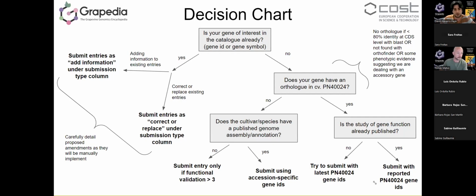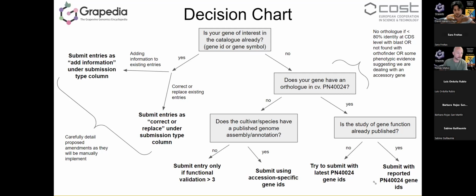Maybe less frequent, but also important, are those cases where the gene is already in the catalog, but you want to add information, or even correct or replace some of it because you think it's incorrect. In those cases, these submissions are going to be reviewed mostly manually. So it's very important that you choose the right submission type, which you'll see later in the form, and also that you provide careful comments on what you propose to do.